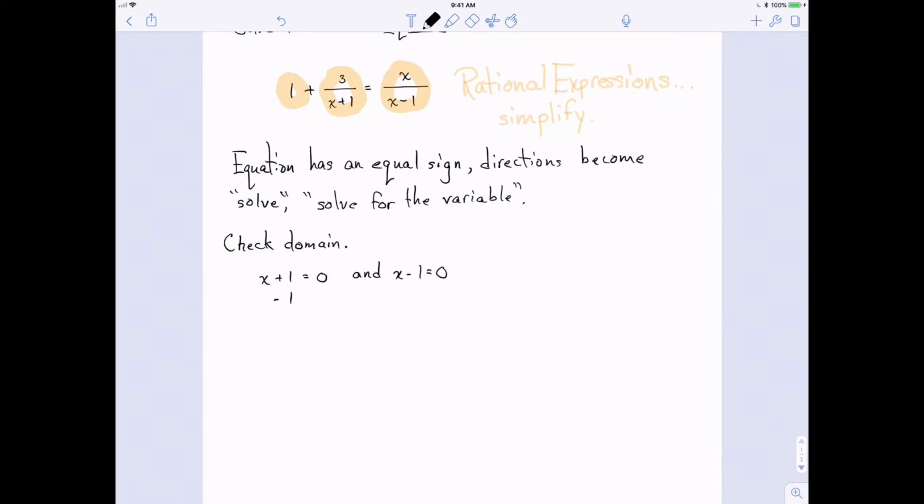So here in the first equation, I subtract 1 from both sides, I have x equals negative 1. In the second equation, I add 1 to both sides. I have x equals positive 1. So, and we'll use this in set builder notation. The domain is the set of all real numbers. x is any real number such that x cannot be negative 1 or 1.